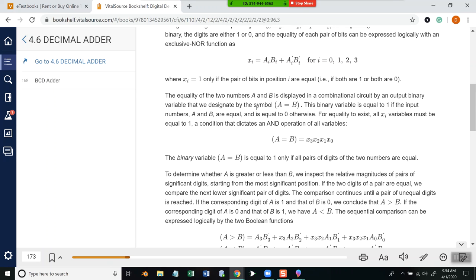The equality of two numbers, A and B, is displayed in a combinational circuit by an output binary variable that we designate by the symbol A equals B. The binary variable is equal to 1 if the input numbers A and B are equal and equal to 0 otherwise. For equality to exist, all x sub i variables must be equal to 1. Because if you think about it, 1 and 1 and 1 and 1, AND is multiplication. We think of it that way. And the only way they can give you 1 is if they're all equal to 1. So that's what they're indicating to you. And that's again based upon this up here.